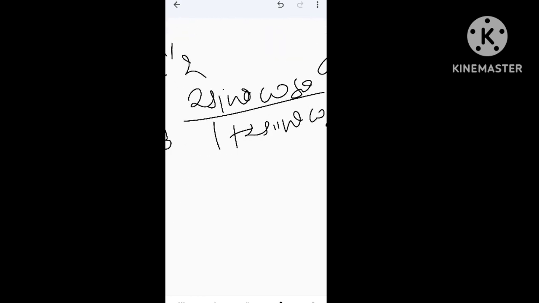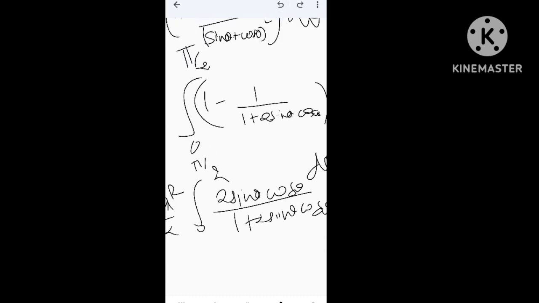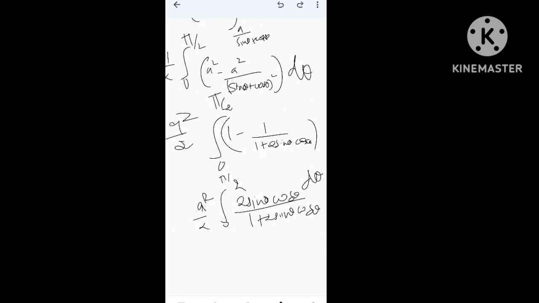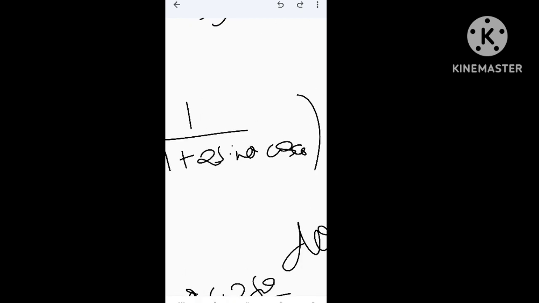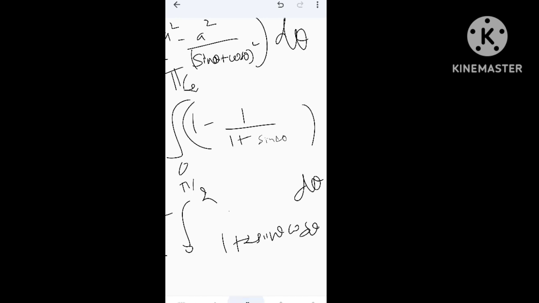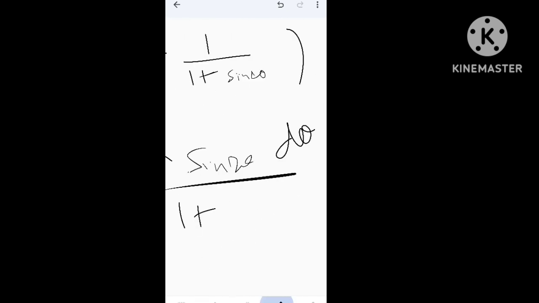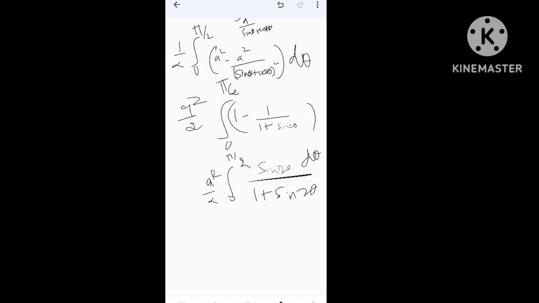So I'm thinking of multiplying 1 minus 2 sine theta cos theta, but that doesn't really do anything. No, it just makes the integration complicated. Okay, so I actually have to think. So it's pretty much sine 2 theta, right? 1 plus sine 2 theta, and this is also sine 2 theta, and this is sine 2 theta. So I can multiply by 1.